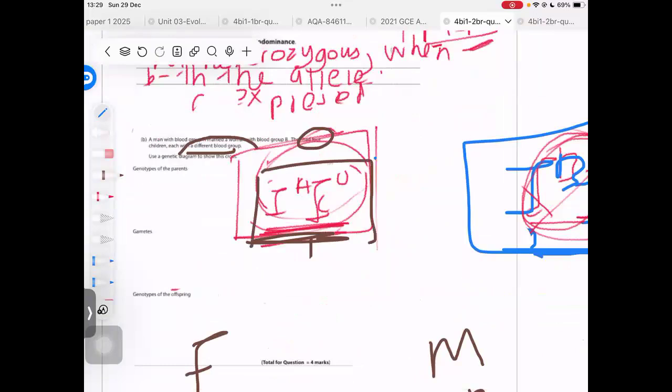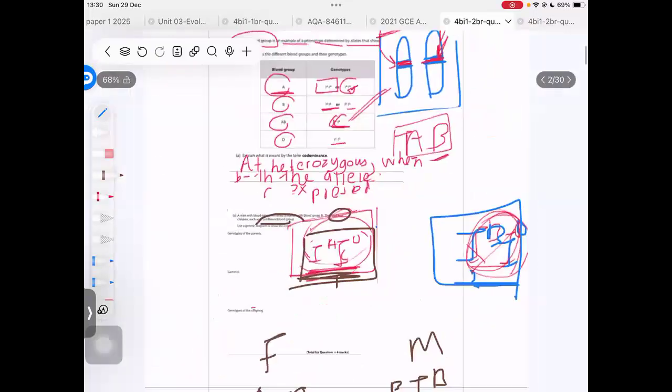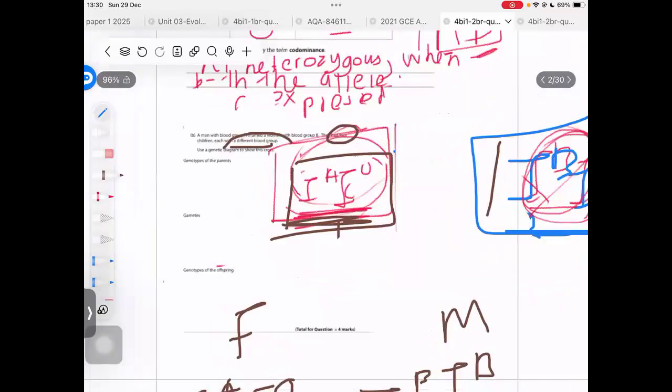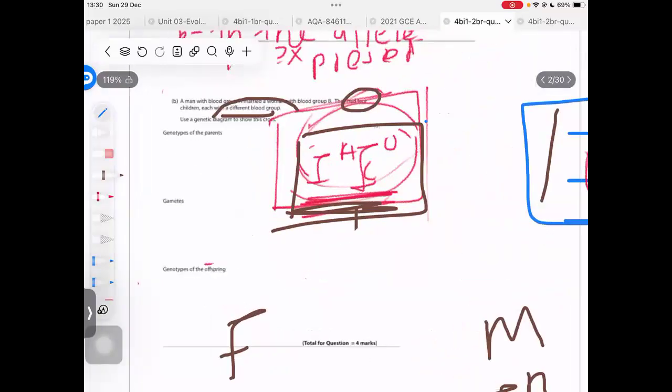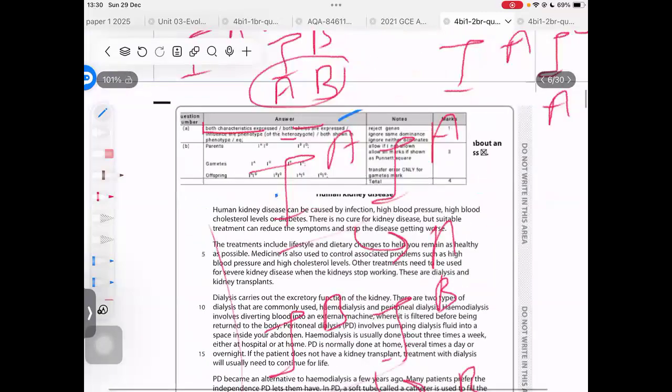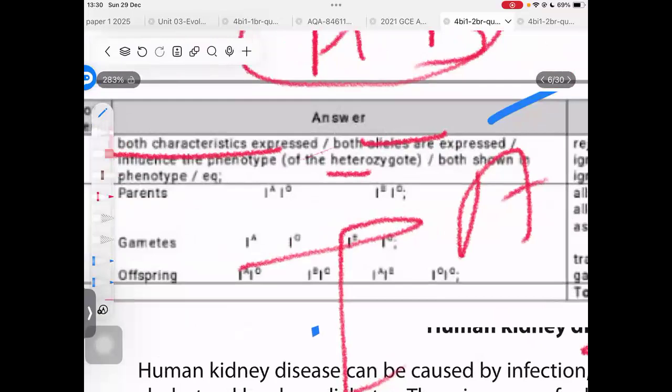That will be IA, I naught. What is going to be the mother's genotype? IB, I naught, right? So you can see by doing the workings in a rough sheet, we have found the genotypes of the parents, right? We have successfully found out what is the genotype of the father and what is the genotype of the mother. So you can see in the marking scheme also, they have given the genotype of the father like this, and they have given the genotype of the mother as IB, I naught.